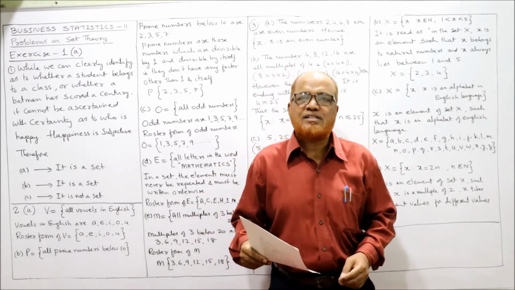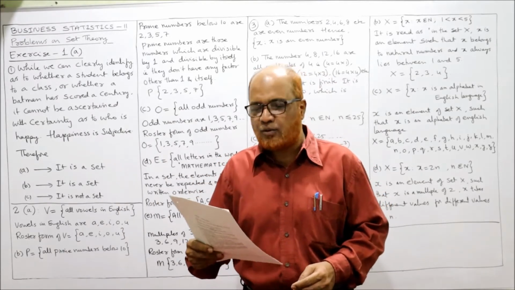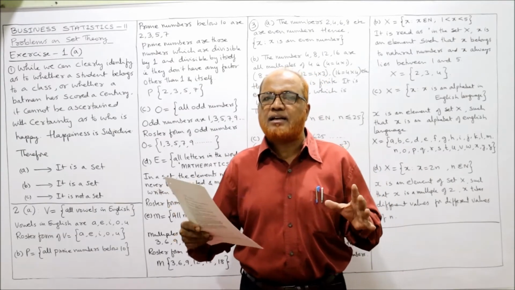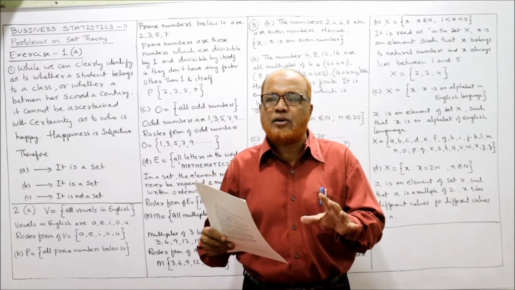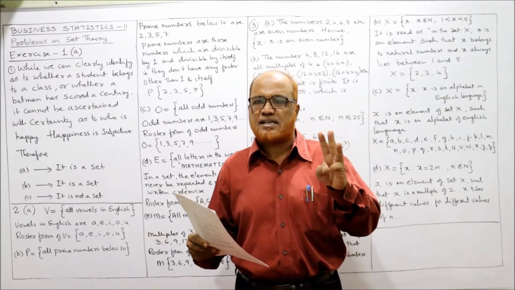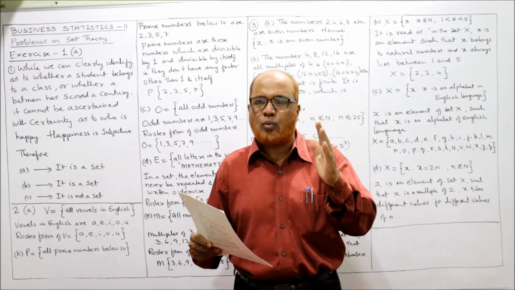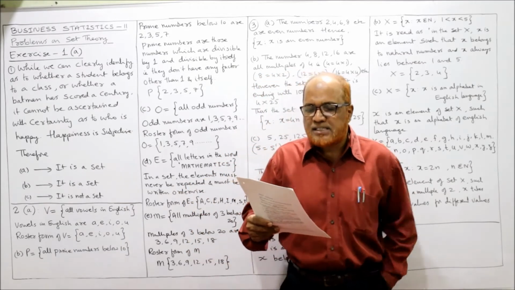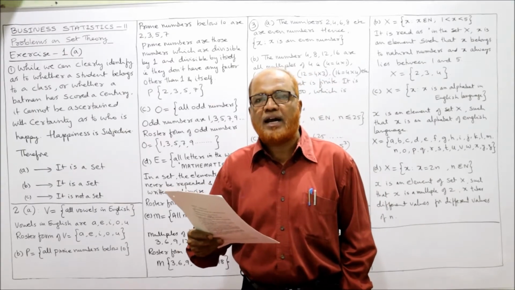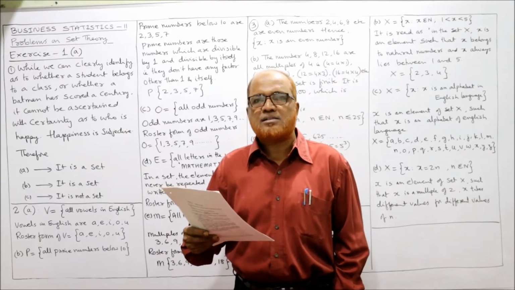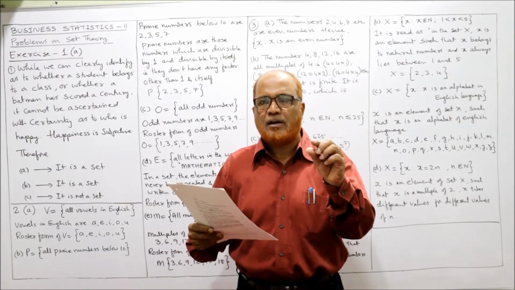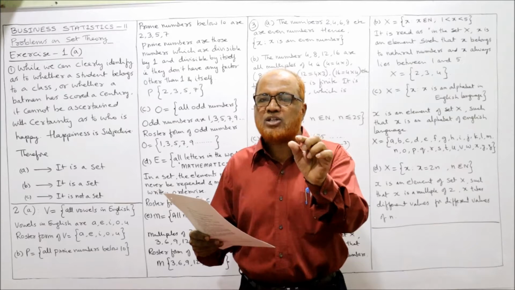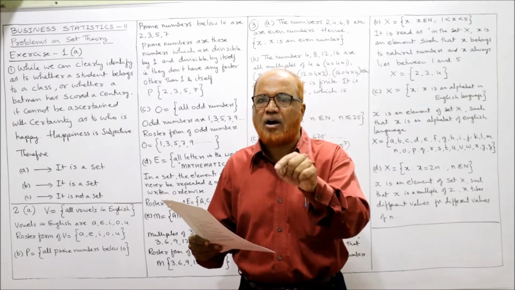Now I'm reading out the first problem on set theory. See here, for our convenient learning, I have divided the complete topic of set theory into three exercises: Exercise 1A, 1B, 1C. The first exercise, 1A, first problem I am reading out. State whether the following are well-defined sets. Three separate statements are given. Now we have to explain. No calculation, nothing. Simply you have to give the explanation whether it is a set or not.